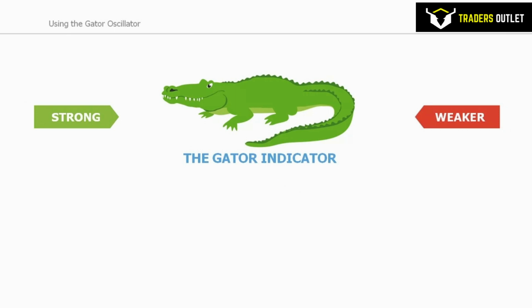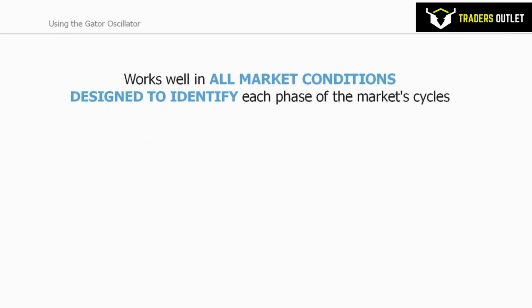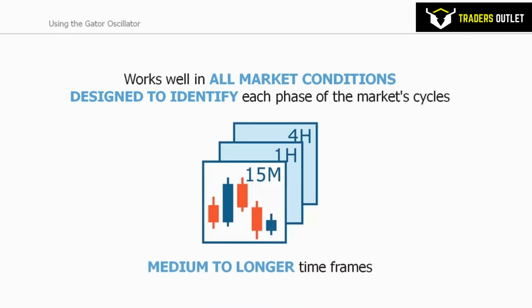Also, note that the Gator Oscillator only tells you how strong or weak a trend is. It does not tell you in which direction prices are likely to move. It should therefore be combined with other indicators or a set of rules to determine which direction the trend is in. The Gator Oscillator works well in all market conditions as it is designed to identify each phase of the market's cycles. It is best used, however, on medium to longer term frames.